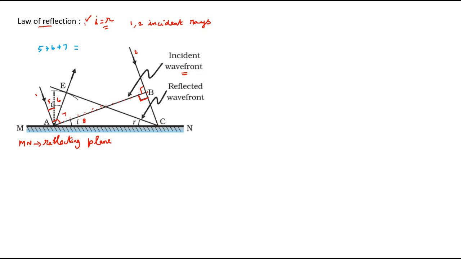Angle between this ray and this wavefront is also 90, because this is normal. You should not forget. So 6 plus 7 plus 8 is 90, because this one is normal. So 6, 7, of course, can cancel. So 5 is equal to 8. This is 5, this is 8. So if it is angle of incidence, this is also angle of incidence. Got it? Similarly, you can prove this side also.